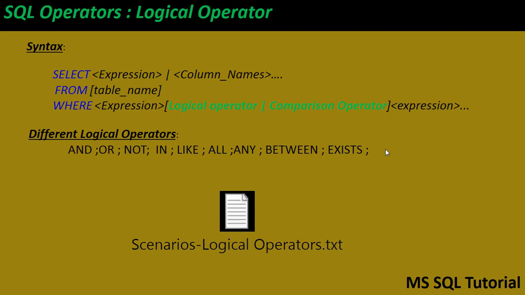Now let me go to ALL. The ALL operator is used to compare a value to all values in the other set of values. ALL, ANY, EXISTS: these will all be used in subqueries. Whatever values we get from the subquery, we are going to compare them. First we get the subquery results, and then we compare them with the main table.